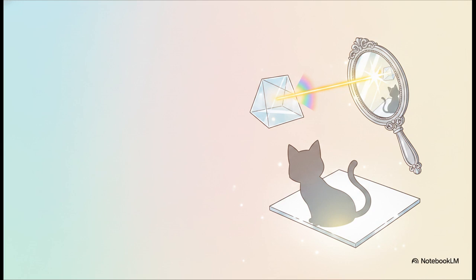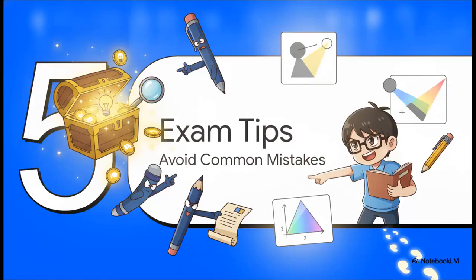Transparent materials let light fully pass, while opaque materials block it entirely. To get a shadow, you absolutely need a light source, an opaque object, and a screen. And lastly, a plane mirror reflects light to create an image that is upright, the same size, and flipped left to right. Section 5. Exam Tips.